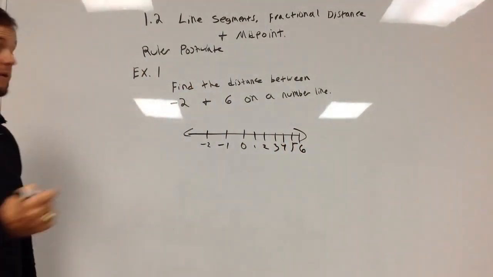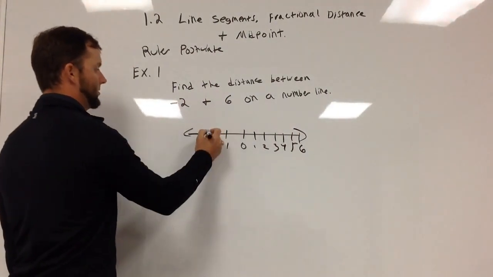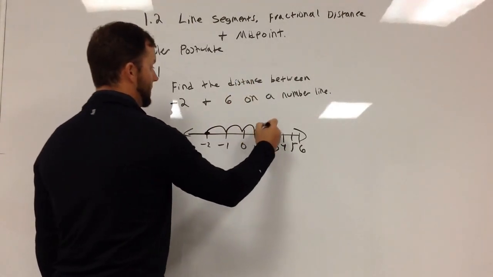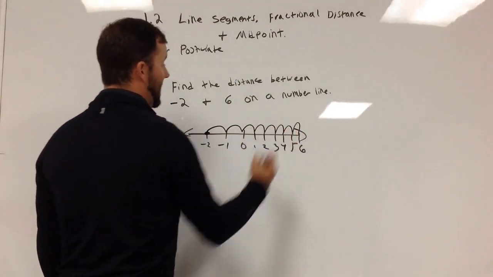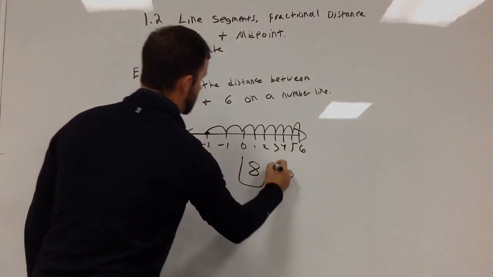So now literally what I'm going to do is what it told me to do. Find the distance between -2 and 6. So I'm going to start at -2 and I'm going to count over to 6. So 1, 2, 3, 4, 5, 6, 7, and 8. So the distance between -2 and 6 would obviously be 8.